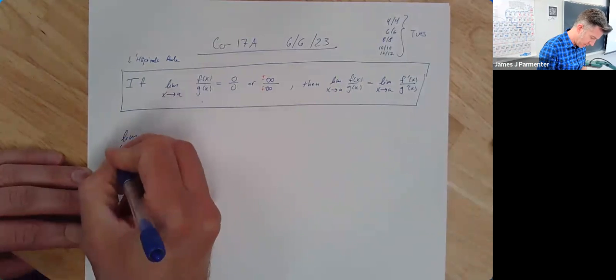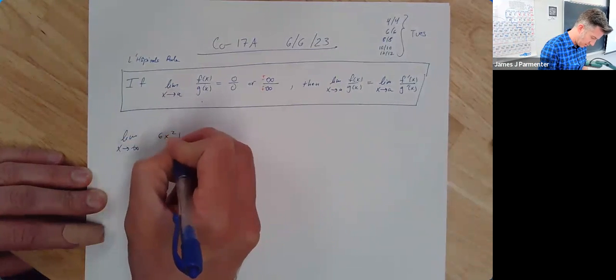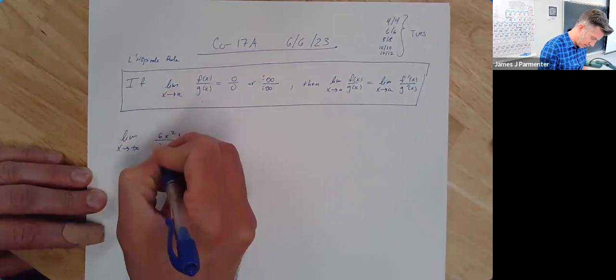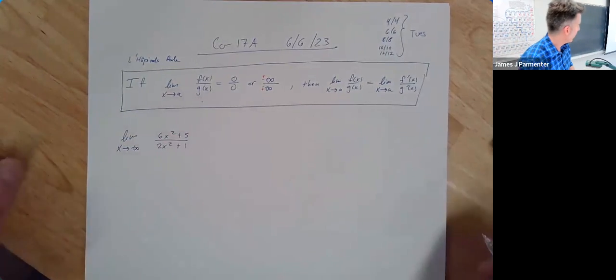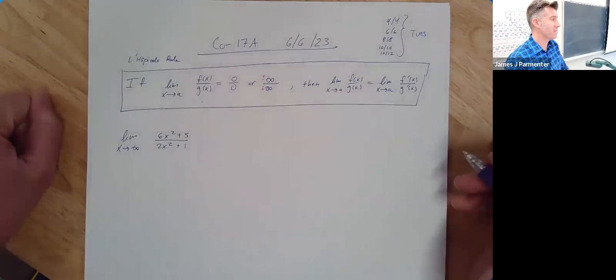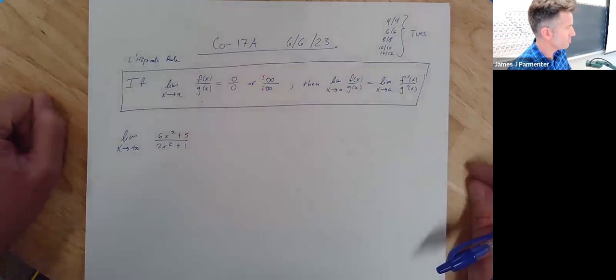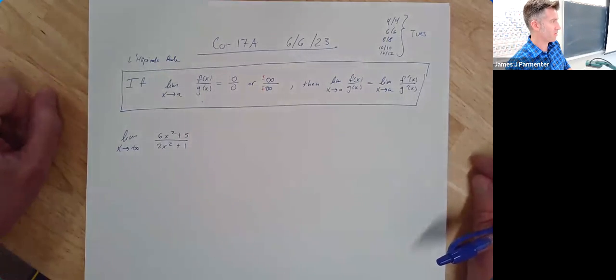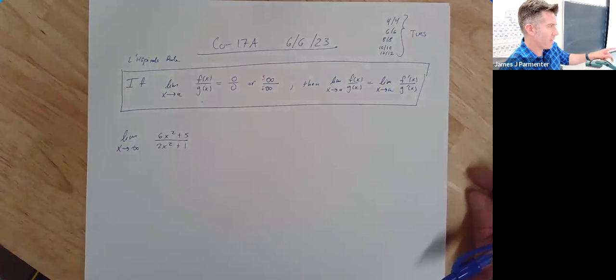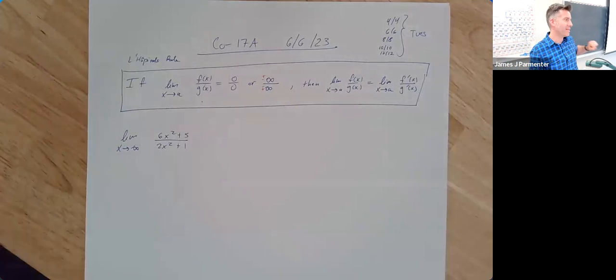Like the limit as x goes to infinity of 6x squared plus 5 over 2x squared plus 1. Now, I bet all of you already know exactly how much this is without using L'Hopital's rule. Show me on your fingers. What's the limit of 6x squared plus 5 over 2x squared plus 1 as x goes to infinity? Yeah, exactly. That many. Oh, not quite. A little bit less. That many. It's okay. Did you subtract instead of dividing?